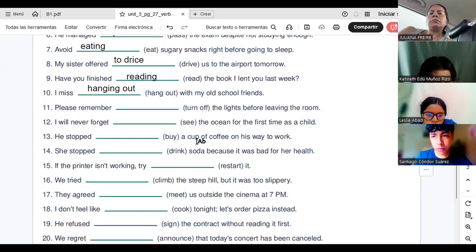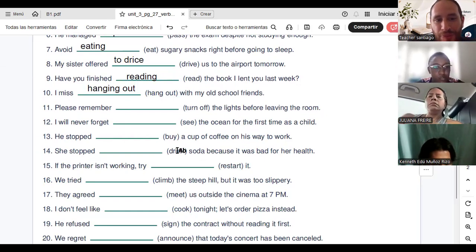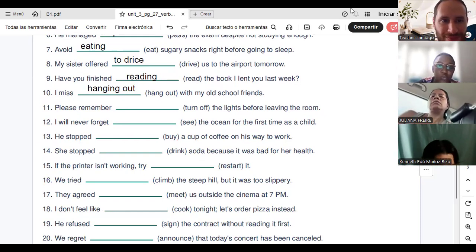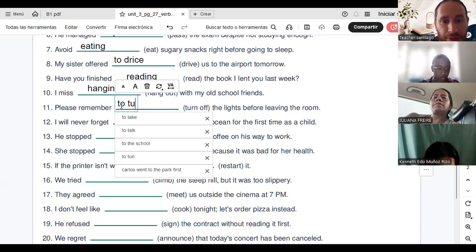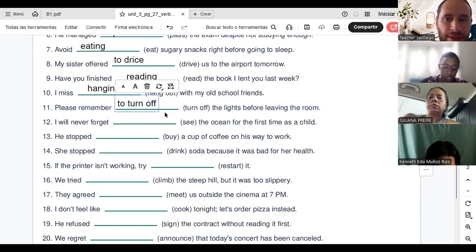And now it's turn interesting. Sandra, please remember, be careful. It could be ing or infinitive. Please remember to turn off the lights before leaving the room. Yes, to. You're right. To is when you have to do something, right? Please remember to turn off. It's not a memory, it's something you have to do. So turn off the light before leaving the room. Okay, Sandra, you got it.